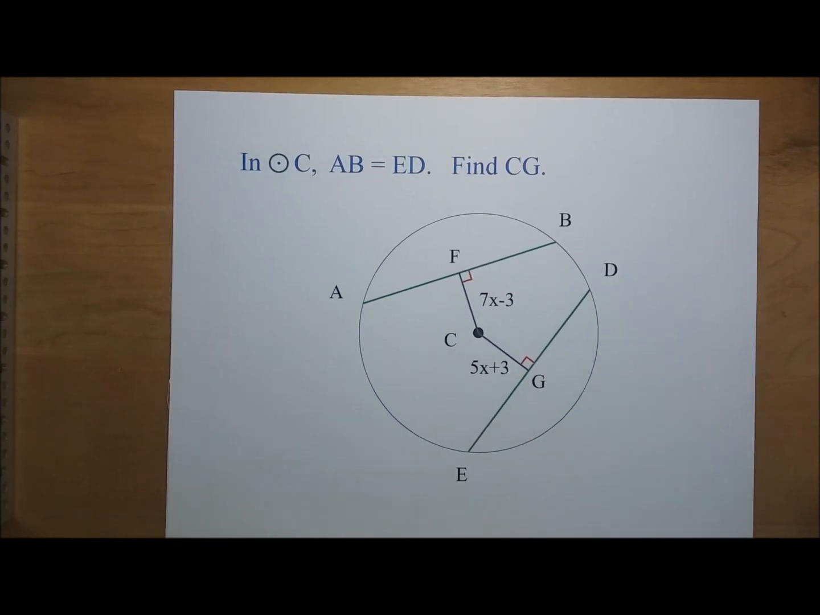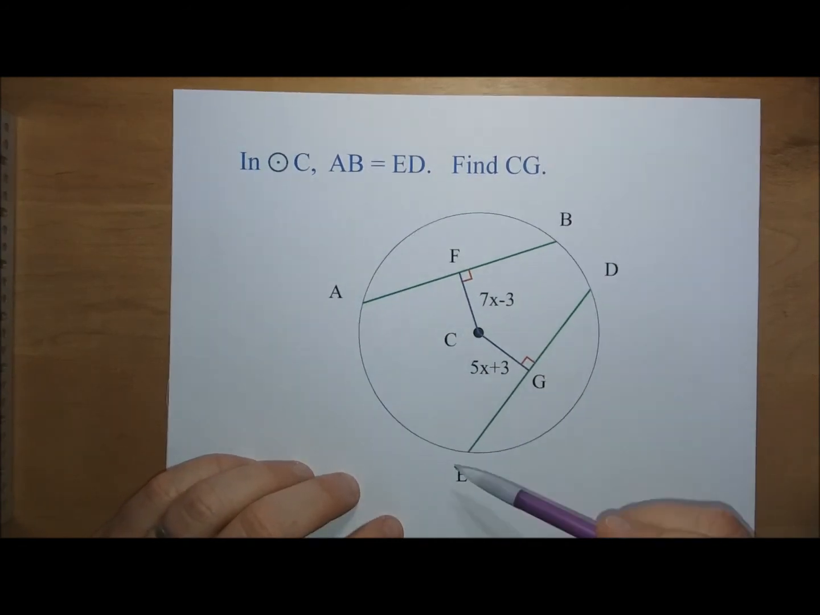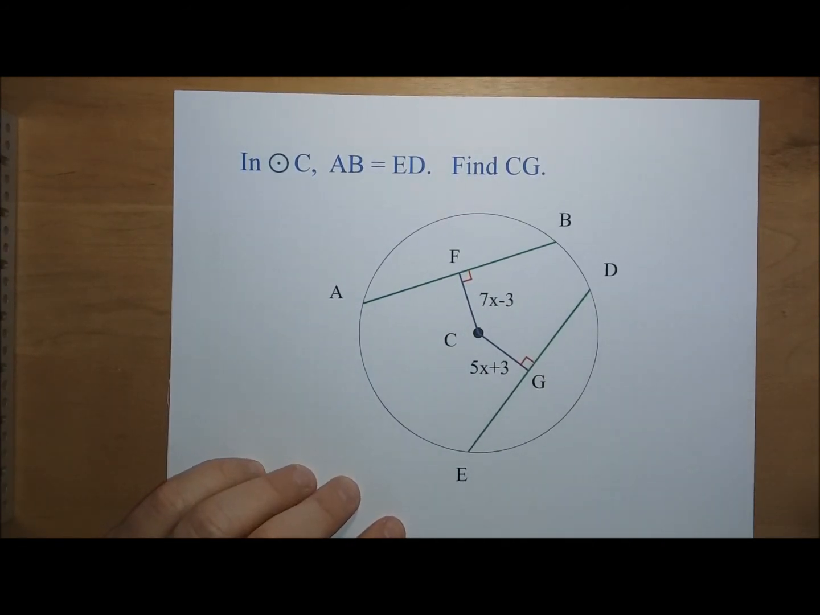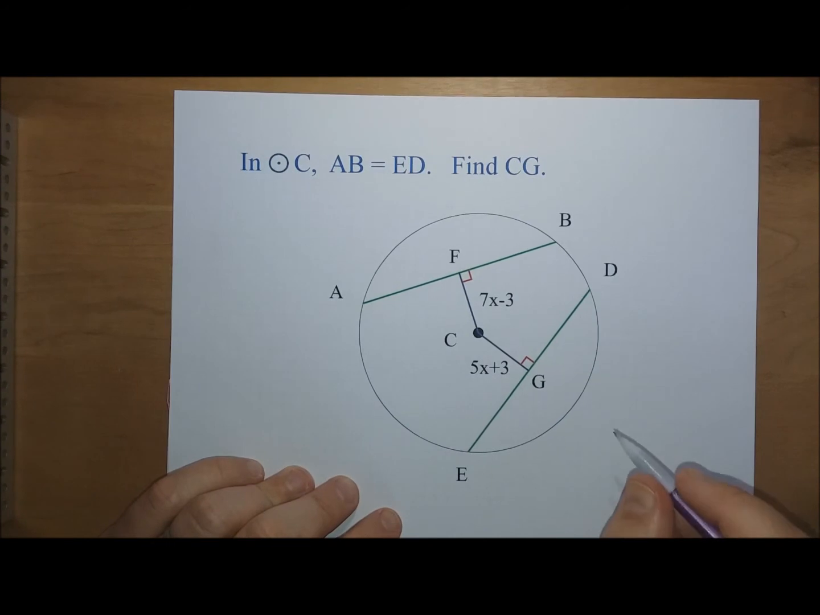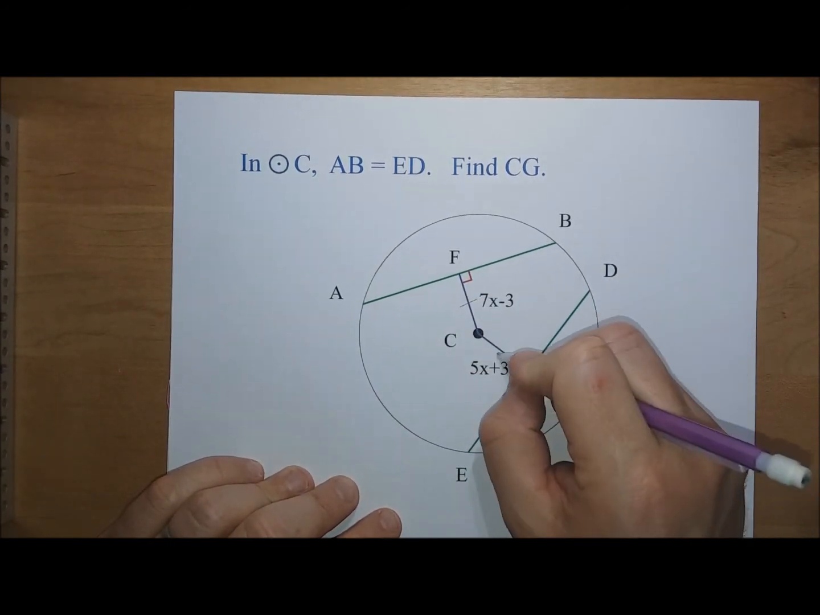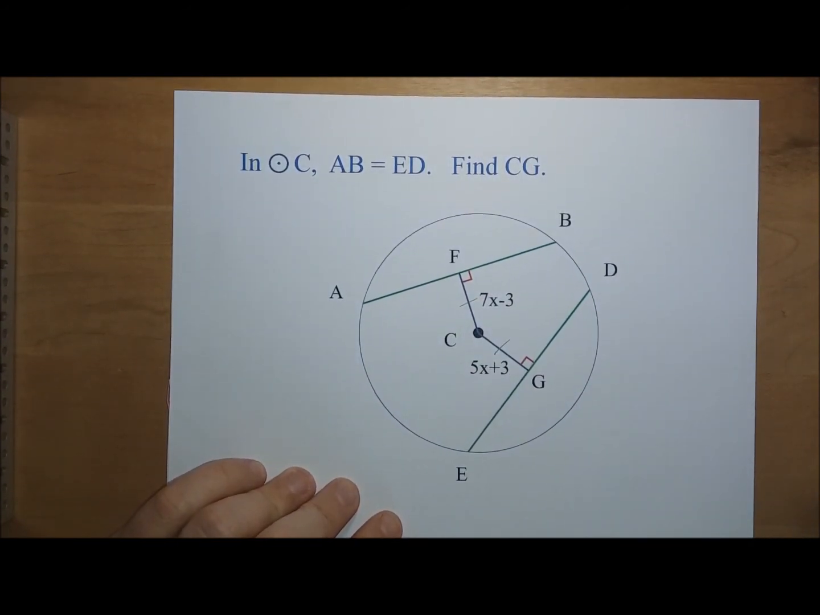All right, let's use that idea in this problem here. In circle C, AB equals ED. So the length of this chord is the same as the length of this chord. Could we find CG, this segment right here? Well, if AB and ED have equal length, then they're congruent chords. And two chords are congruent if and only if they are equidistant from the center. And therefore, these two segments must be congruent.